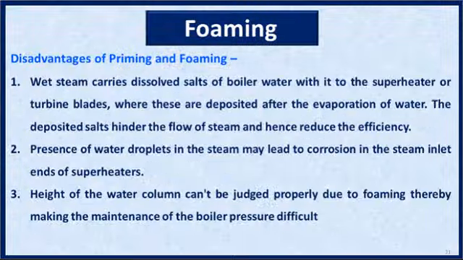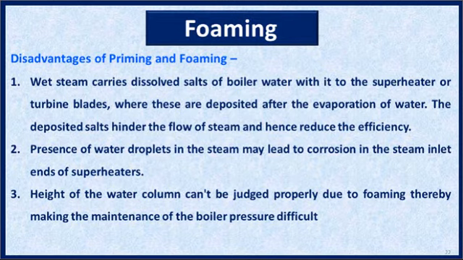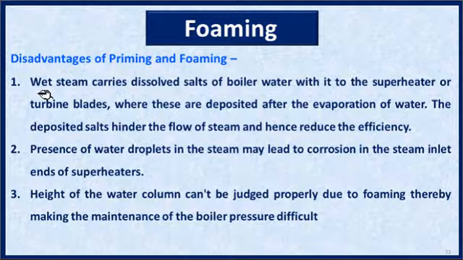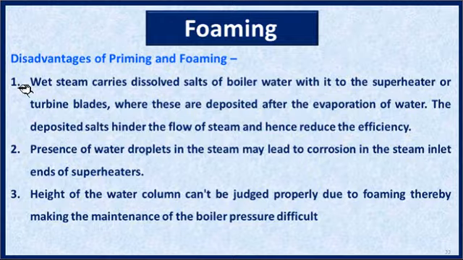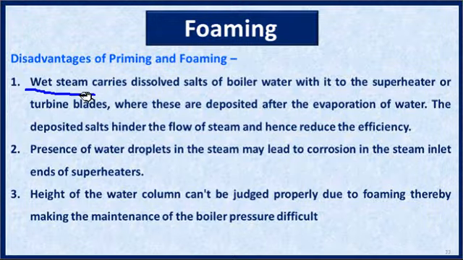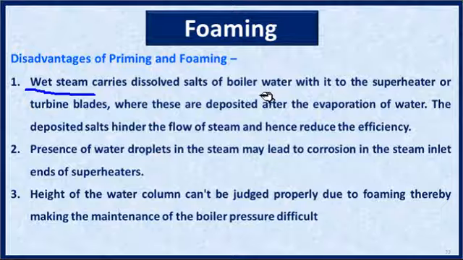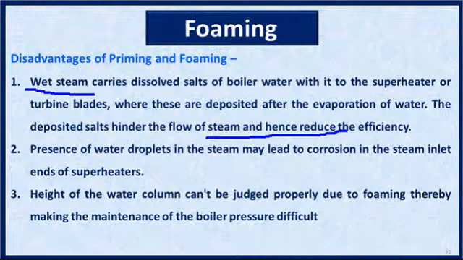Now, why are we discussing priming and foaming as boiler troubles? Because these have several disadvantages. So let us discuss the disadvantages of priming and foaming. Priming is wet steam formation. Wet steam carries dissolved salts of boiler water with it to the superheater or turbine blades, where these are deposited after the evaporation of water. The deposited salt hinders the flow of steam and hence reduces the efficiency of the turbine.